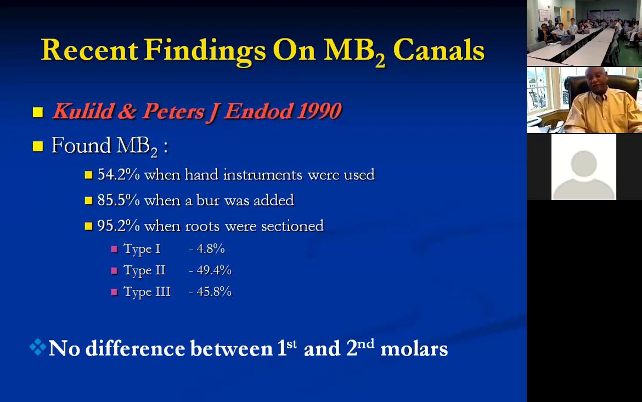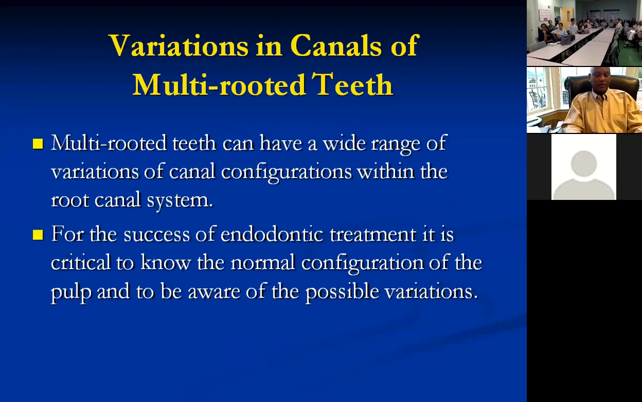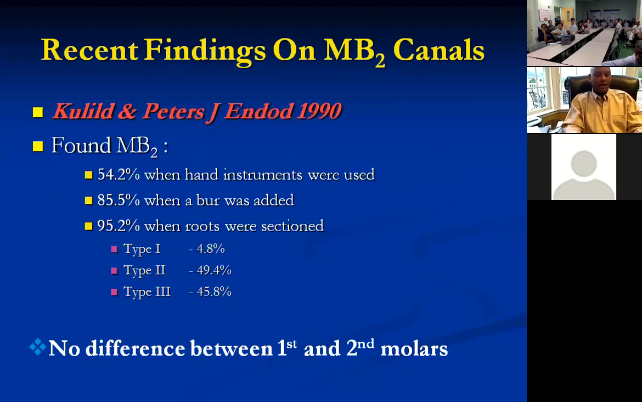And there's no significant difference between first and second molars in this study. Okay, so let me go back. I just wanted to mention, I think I made an error. Type 2 is when they join, and type 3 is 2 separate apices. So you still got 45% that are type 3 with 2 separate apices.